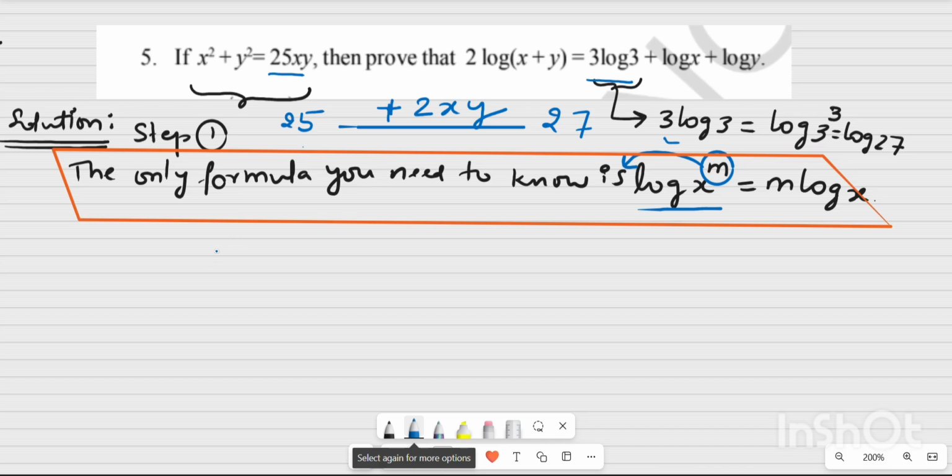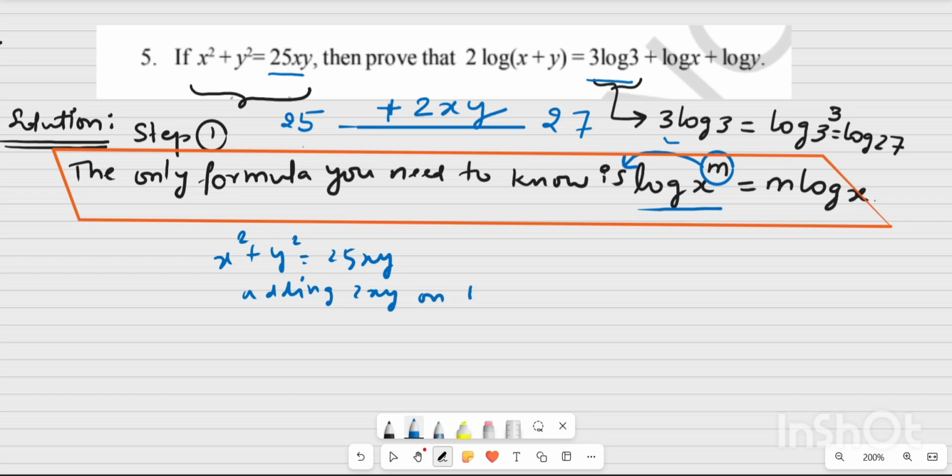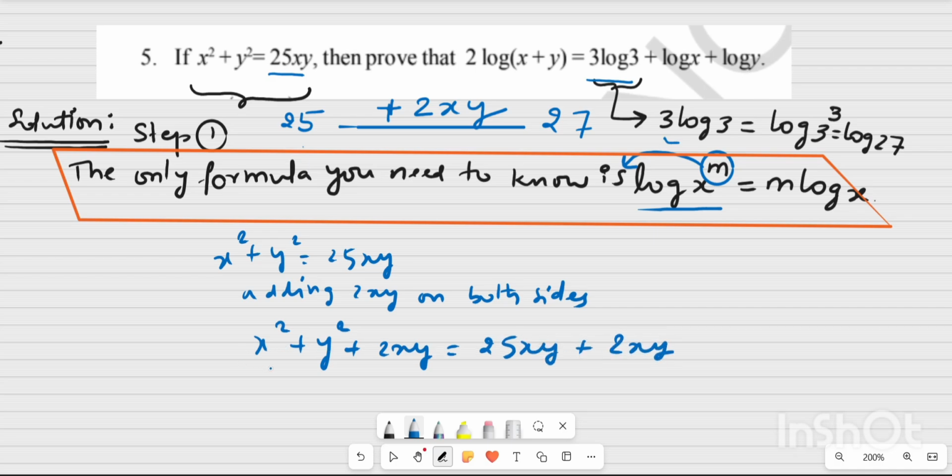So let's write the question as it is: x square plus y square is equal to 25xy. Now if you add 2xy on both sides, adding 2xy on both sides, it will become x square plus y square plus 2xy is equal to 25xy plus 2xy. Now this is in the form of a square plus b square plus 2ab, so it can be written as a plus b whole square, that is x plus y whole square.